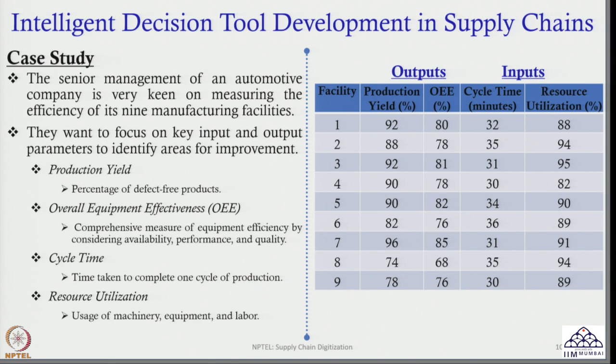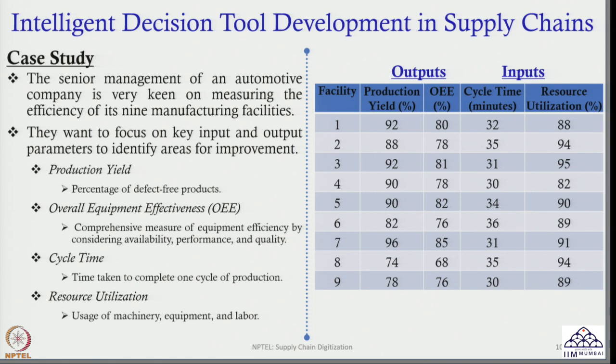For each of these facilities, they collected the data related to outputs and inputs. They considered 2 major outputs, production yield and overall equipment effectiveness. They considered 2 inputs, one is cycle time, another one is resource utilization. Based on these 2 inputs and 2 outputs, they want to find out which of these 9 facilities is performing better in terms of efficiency, and which one is not performing so well.